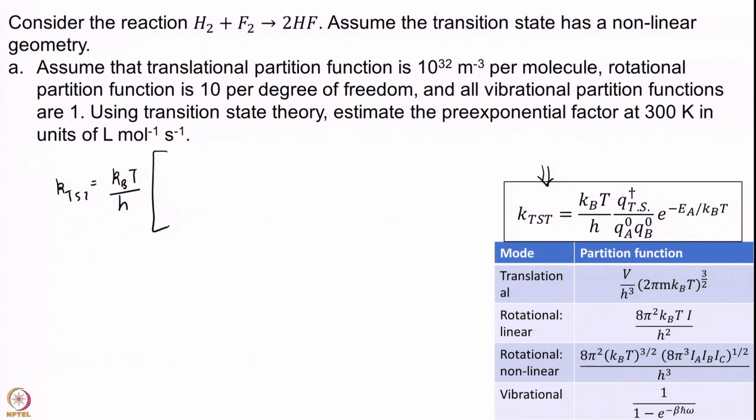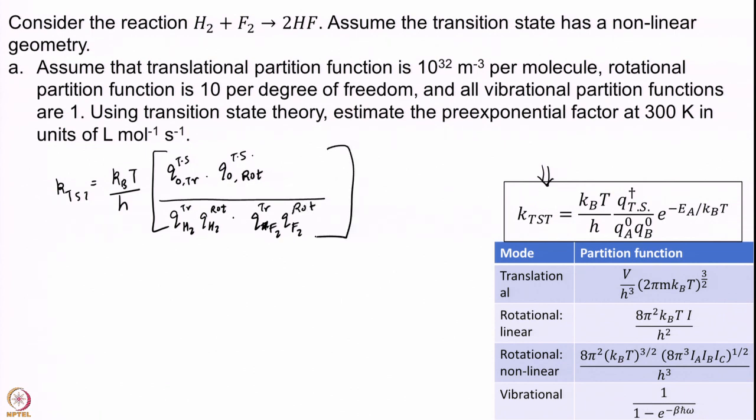Let's simplify that. The partition function of the transition state will be q translational of the transition state. I have been using small q, so let me not break my own notation. Let me use small q only: q naught translational of the transition state into q naught rotational. Since vibrational and electronic are assumed to be 1 anyway, I will not even bother writing them. This is divided by q of H2 translational into q of H2 rotational into q of F2 translational into q of F2 rotational. This is your pre-exponential, which is what we want to calculate.